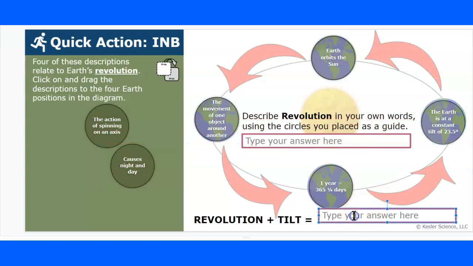All right. When you have the revolution and the tilt of the Earth, you get the seasons.